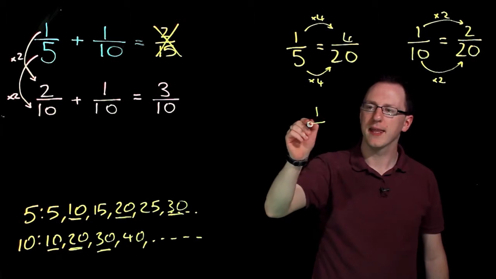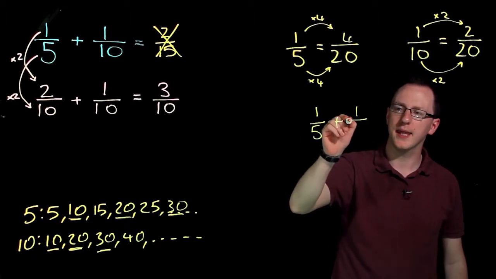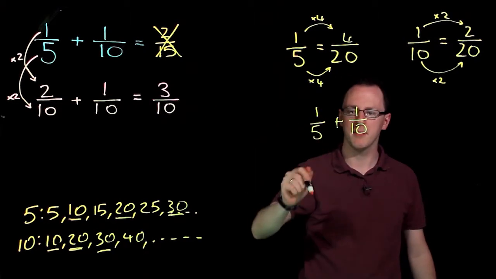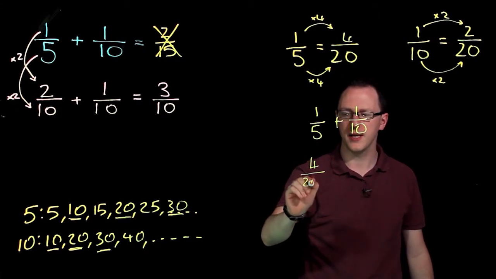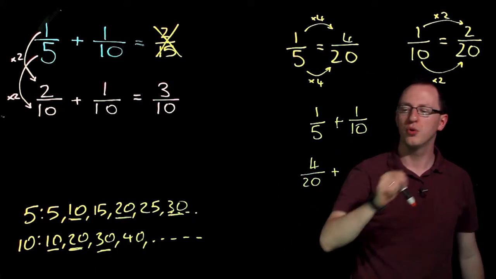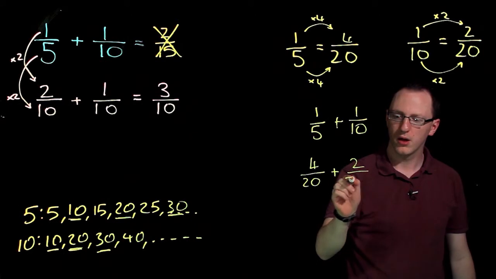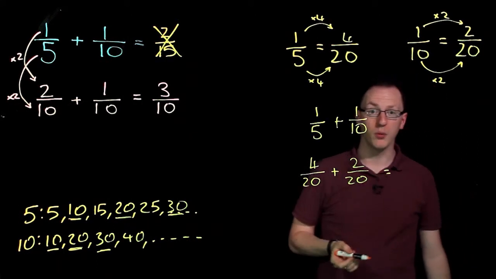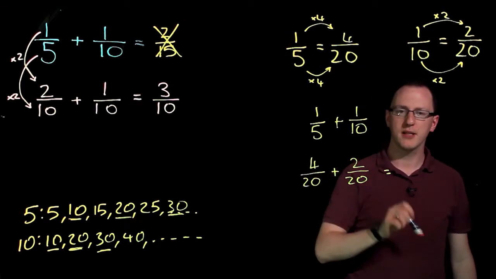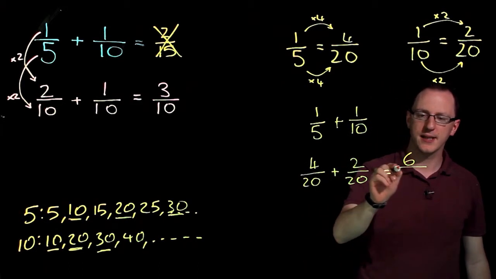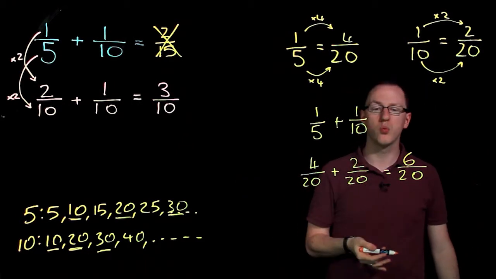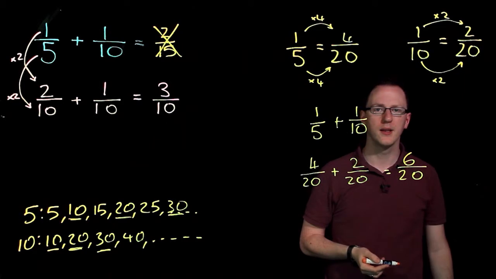So 1/5 plus 1/10 could be written as 4/20, is the same as 1/5, so let's change that to 4/20, plus, well, 1/10 is the same as 2/20. So this follows our rule, the denominators are the same, so I can add them. So 4/20 plus 2/20 is 6/20. That's true. So 1/5 plus 1/10 is 6/20.